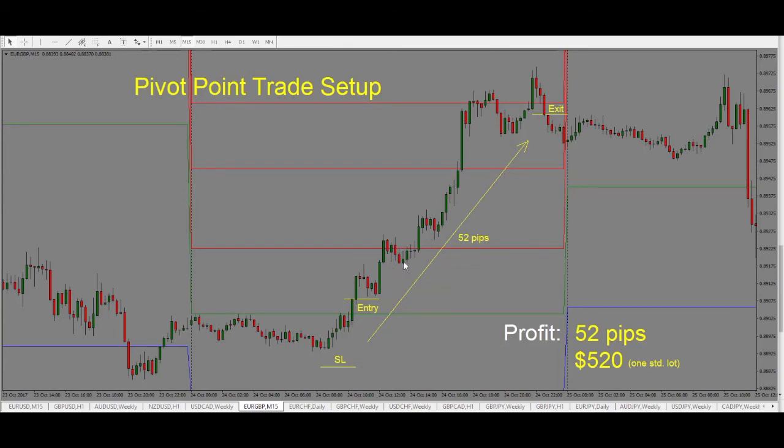And as we can see, price holds the highs and continues on higher till it gets into this R3 level where it starts to come into trouble. And as we can see here, we have a very good solid bearish candle. That's a good place to exit the trade. From entry to exit here, we get 52 pips in the trade.